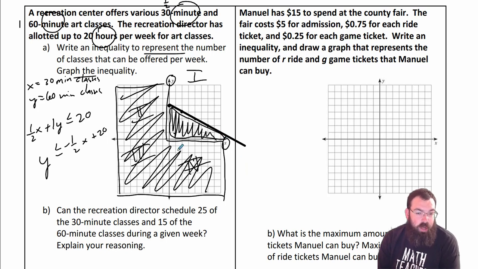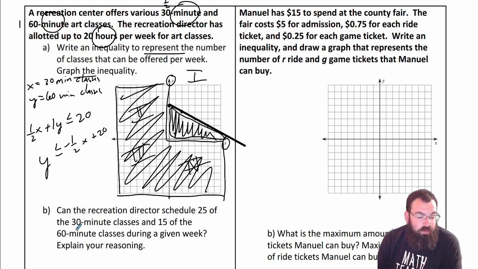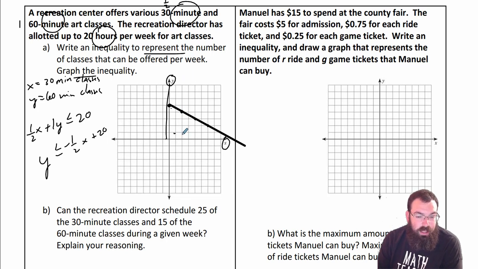Okay? That's part A. Part B, it says, can the recreation director schedule 25 of the 30-minute classes and then 15 of the 60-minute classes? Well, what I want to do is look at the shaded region. So I am going to delete everything real quick because I can.